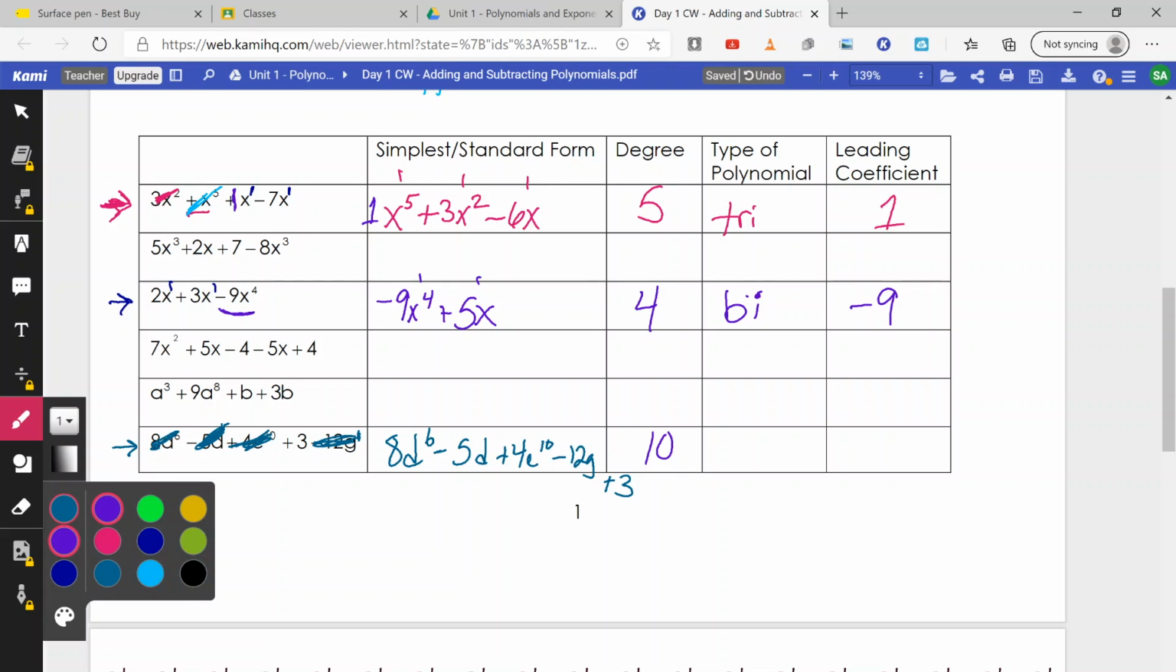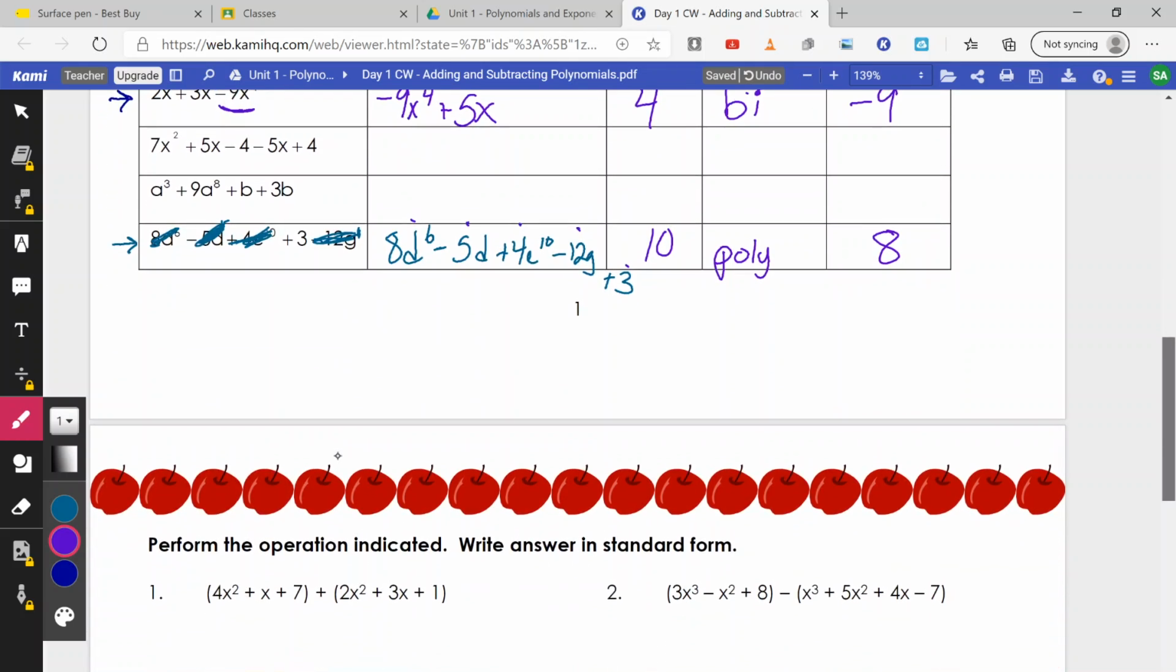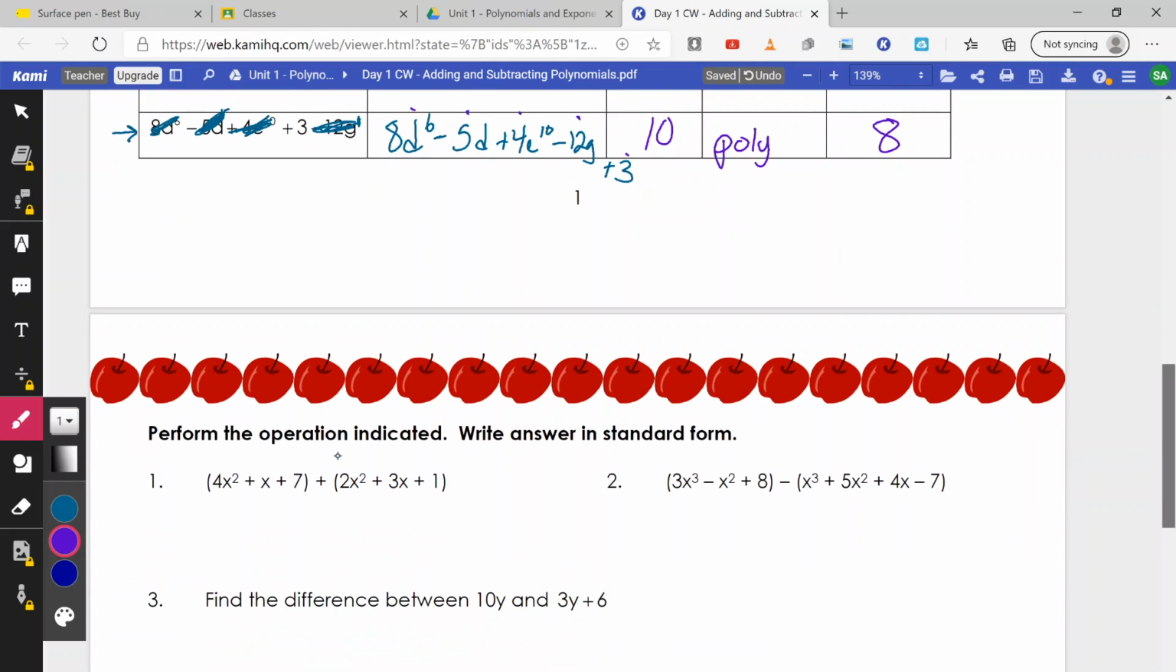Type of polynomial, we got 1, 2, 3, 4, 5 different terms. So once we get beyond 3, everything is polynomial. Then the leading coefficient, what number do we have out front? To start off with, it's the number 8. So that is putting simple standard form and combining some like terms within an expression.